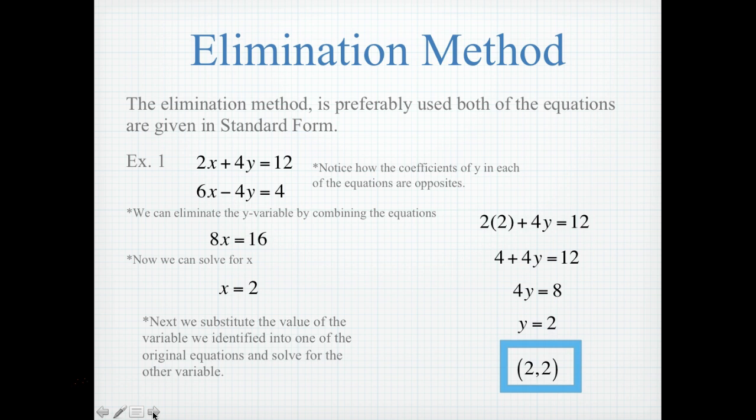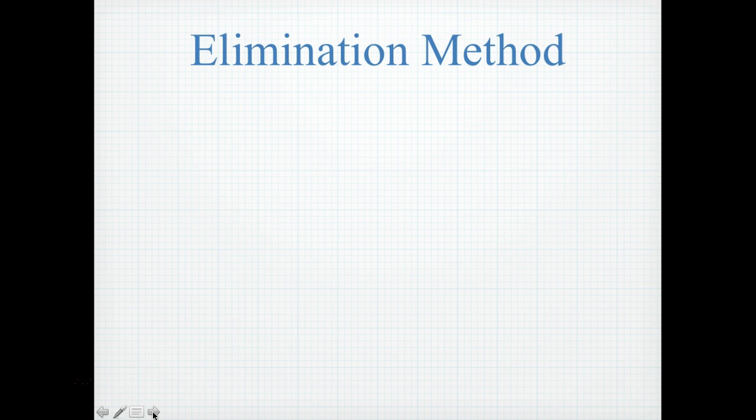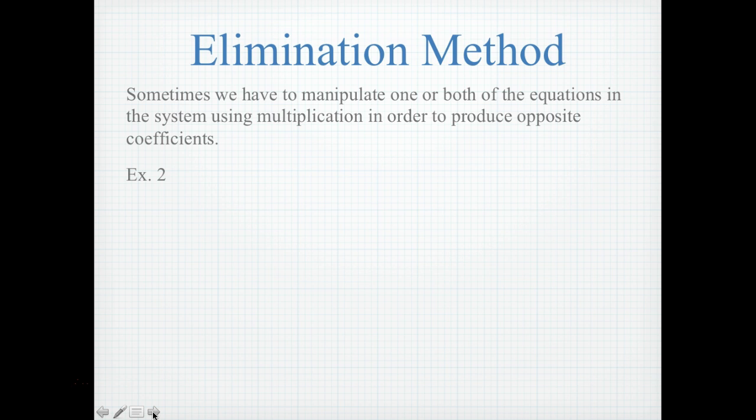Now, it's nice when the coefficients are opposites, but that's not always going to be the case. So in the next example, we're going to show you how sometimes we have to manipulate the system using multiplication in order to produce opposite coefficients. Sometimes we can get by with multiplying one equation. Sometimes we'll have to multiply both equations. So in our next example, we've got 2x plus 3y equals 0, and we have x minus 4y equals negative 11.